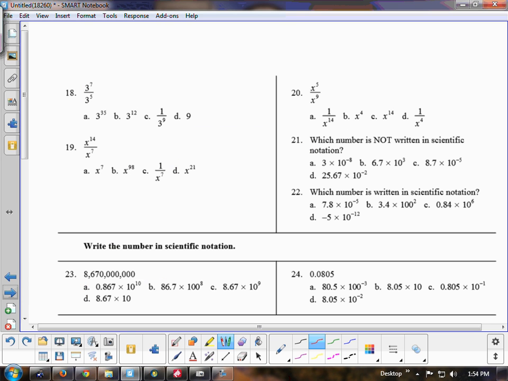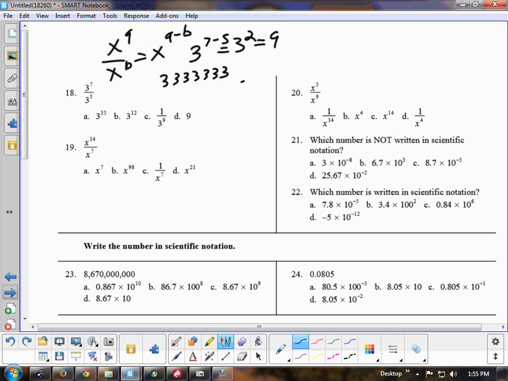Moving on to 18. Several different ways you can do this. You could do the rule that says x to the a over x to the b is x to the a minus b. In this case, it would be 3 to the 7 minus 5, which is 3 squared, which is 9. Or you could do it this way: you could do 7 3's on top, and I would suggest doing it this way if you don't remember the rules. 5 on the bottom, cancel them out, and you're left with 3 times 3, which is 9.